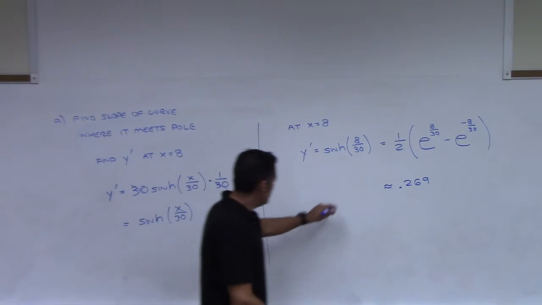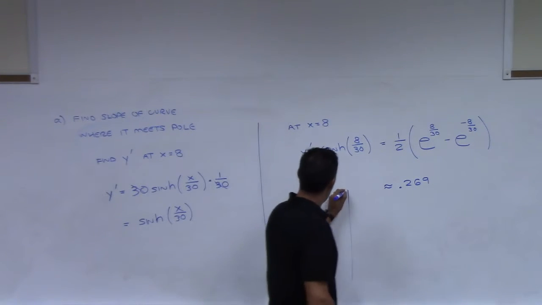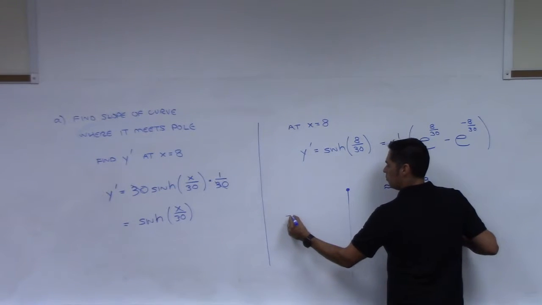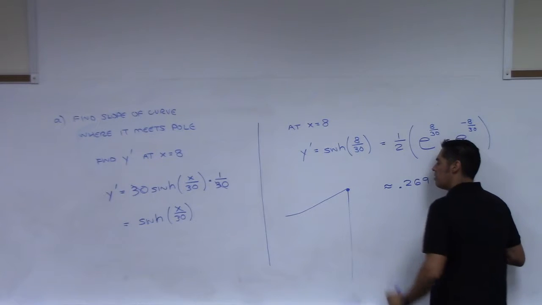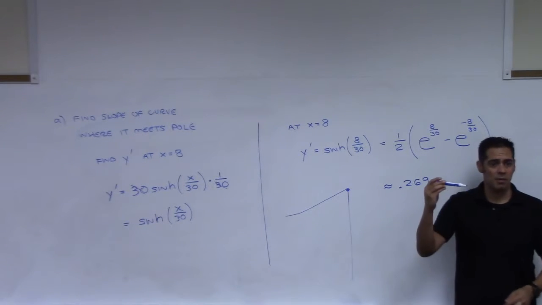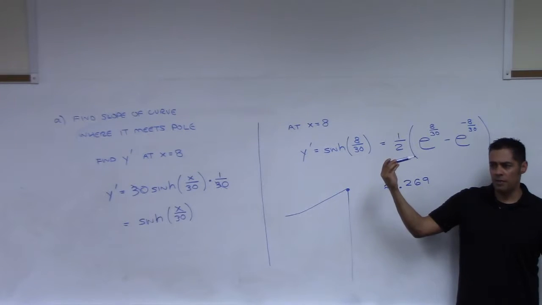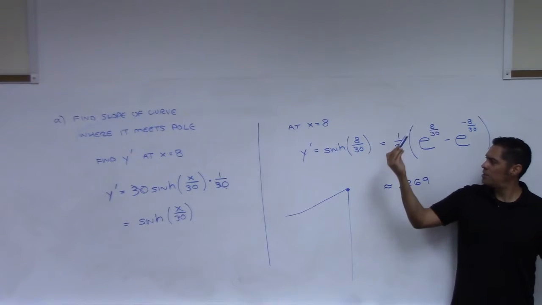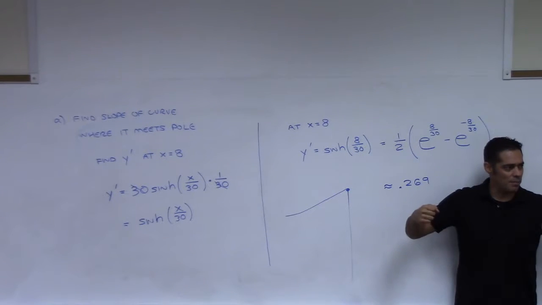So that wire, here's the pole. At that point where the wire comes in, like this, the slope of that line is 0.269, which means that it's a positive number, right? Which means that we have a little bit of an angle like this. But it's not much of an angle, is it? Slope of 1 is 45 degrees. So 0.269, this wire is stretched out pretty good, isn't it?